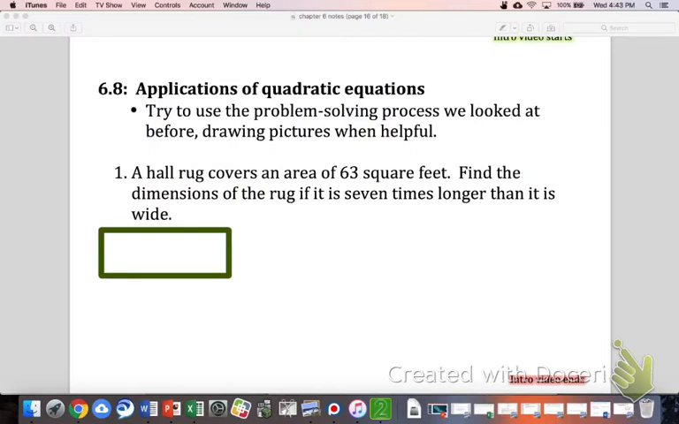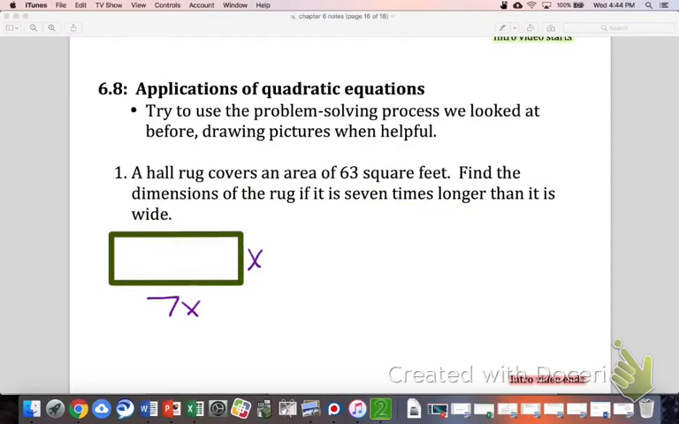It says that the rug is 7 times longer than it is wide. It tells me that the length and the width are unknowns, and so I'm going to represent them with variable expressions. So I'm going to make the width x, and I'm going to make the length 7x, because we're told that the length is 7 times longer than the width. We are also told that the area is 63 square feet. And so I'm going to write an equation for that.